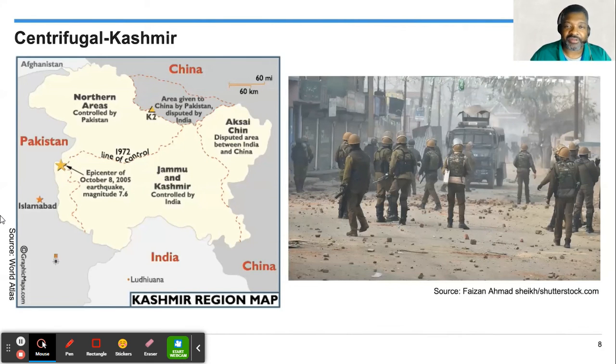Another centrifugal example is Kashmir. It is an area occupied by the country of India. Here you see Muslim citizens clashing with Indian police.